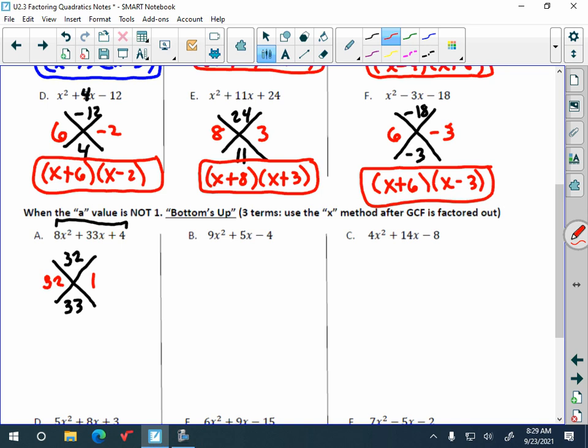Now, some of you have been taught using a grouping method. You can turn the 3-term polynomial into 4 terms and then use grouping, and that's totally fine. I'm just going to show you a quicker way to do it, and if you've seen it before, then great. So this is called the bottoms up. So you start off exactly the same way as before, except now because there's a number in front, what we're going to do is divide both of these numbers by that number in front.